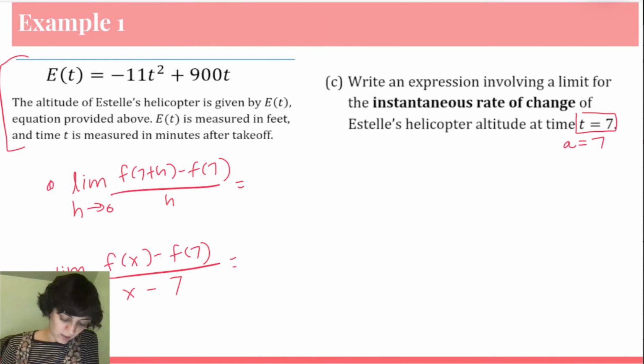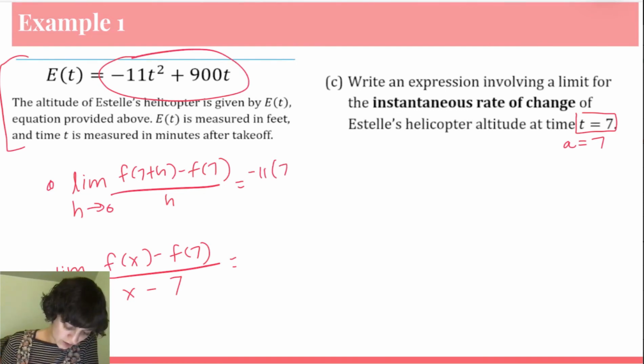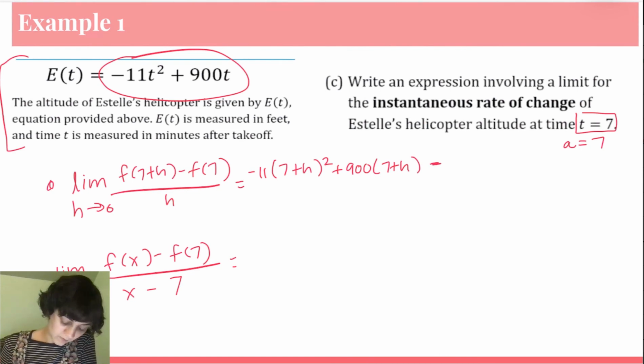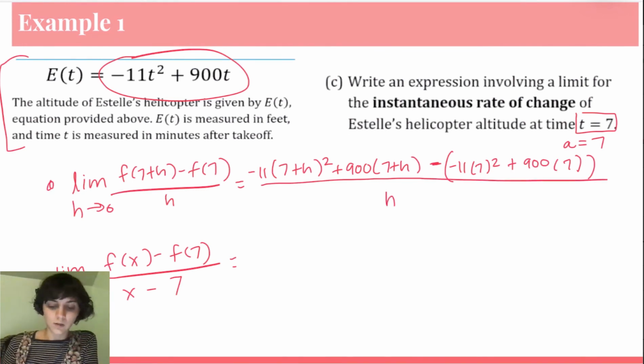So let's focus on that top equation first. So f of 7 plus h means I'm using this equation. So that will be negative 11 of 7 plus h squared plus 900 times 7 plus h. Whew. And then I'm subtracting f of 7. So f of 7 just means I plug in 7 into the equation. Like that. All over h. Oh my gosh, I forgot the most important thing.